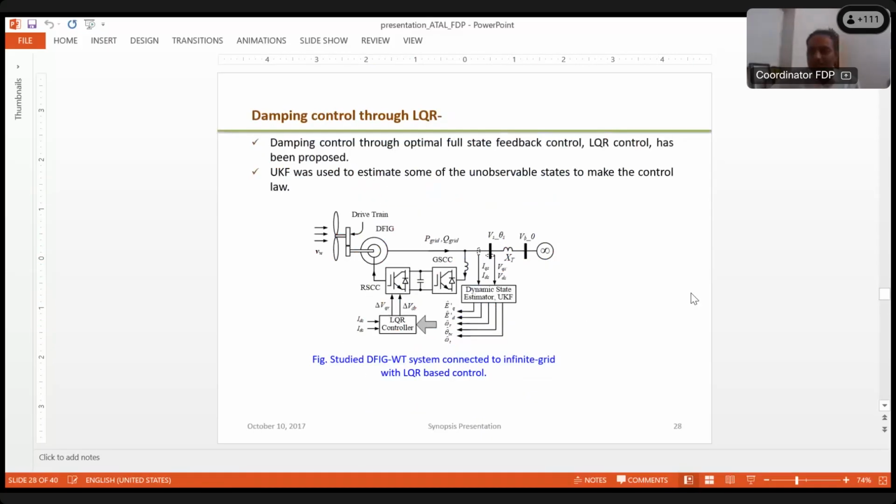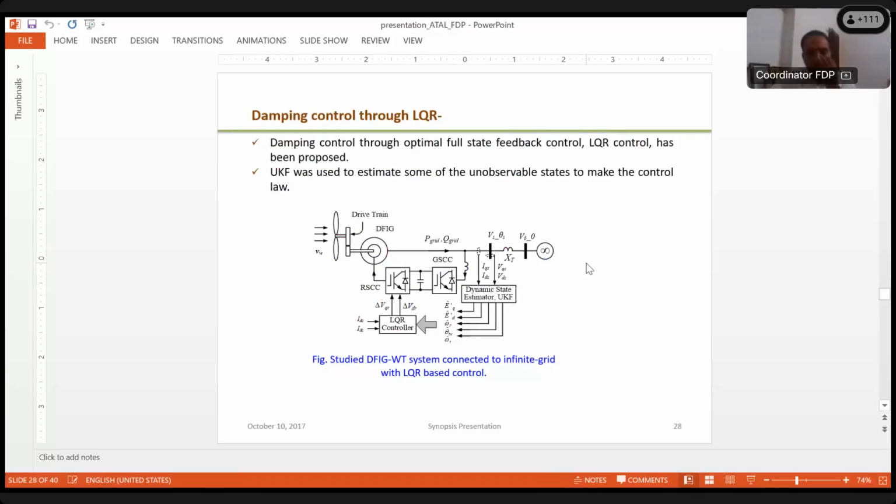Then this is the last content, which, although it is not much advanced, I got one IET journal article out of this work. This is the damping control through linear quadratic regulator. Although it is not very conventional nowadays, it is about 5-6 years back. I did it during my PhD. So there is nothing new in this.